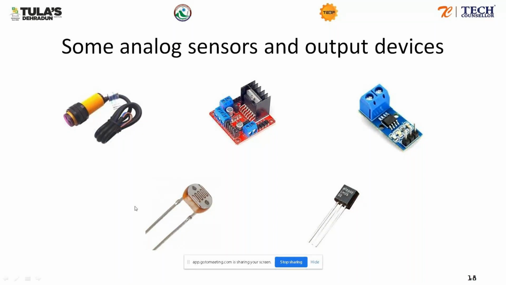Then we have this sensor over here, the LDR. This is a very common thing that you will find on electronic circuits. What is the LDR? LDR is a light dependent resistor. As you can see, there is a small coil over it made of copper. When light falls on it, the resistance of this coil changes, and we measure the resistance of the coil using our microcontroller.